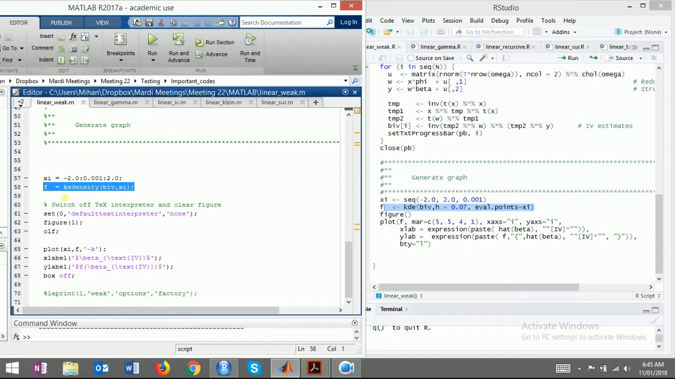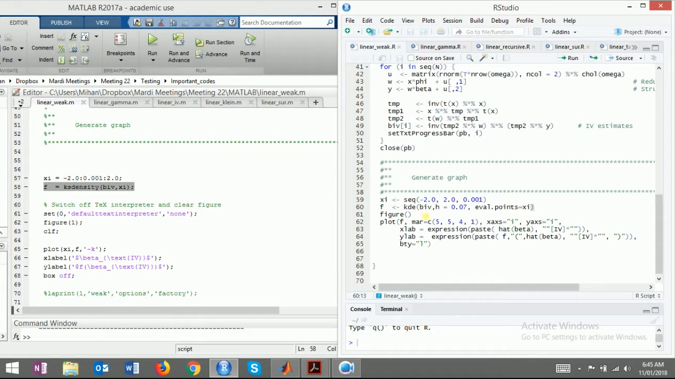KDE, kernel density estimation, in short in R is KDE. First X, then Y, H is 0.07, evaluation points is xi. So this is what this function demands. Okay, so H 0.07, evaluation points xi.